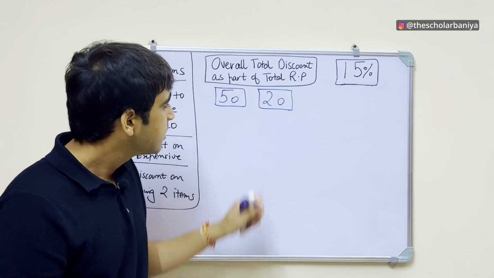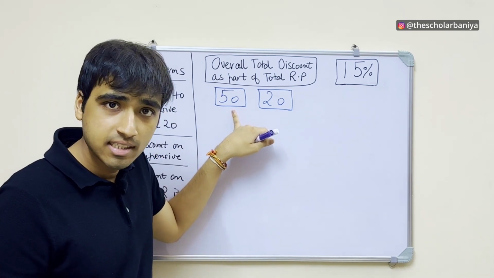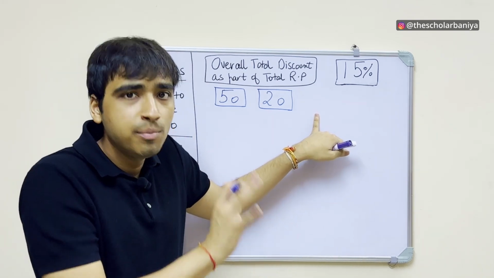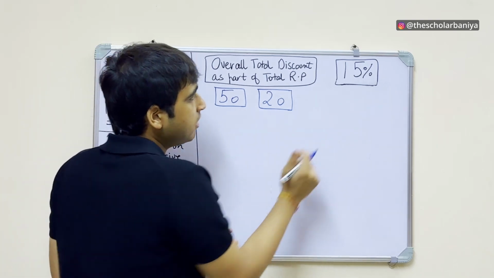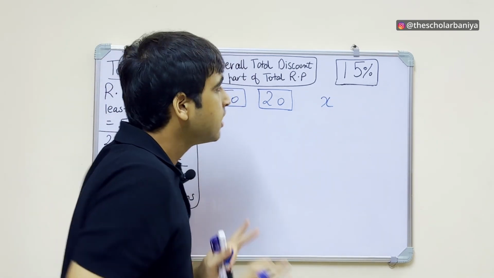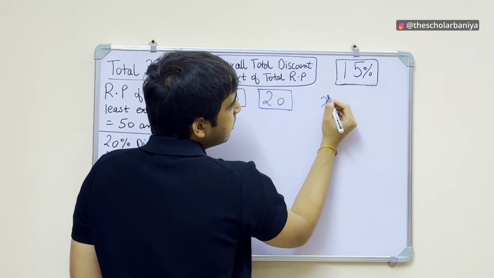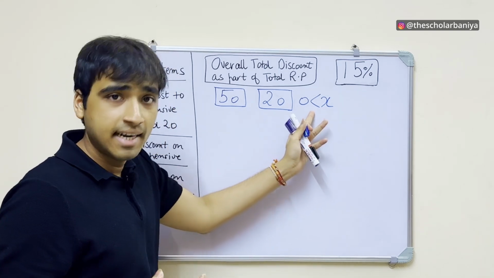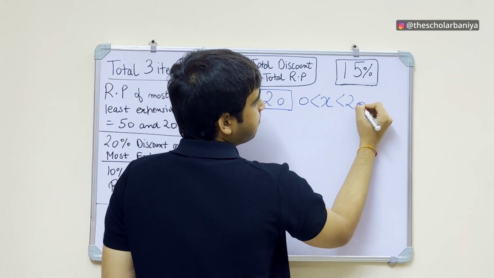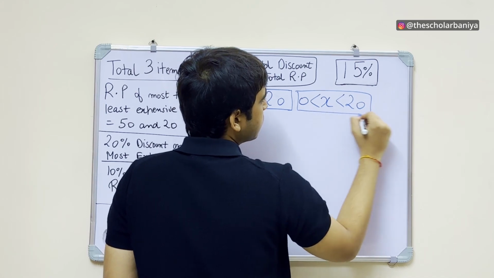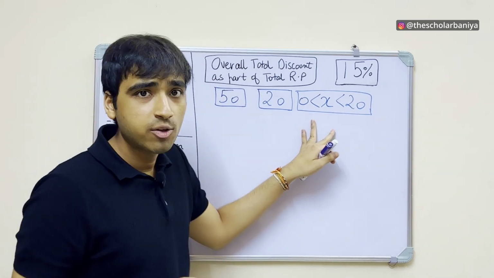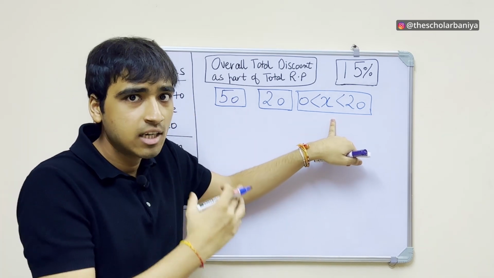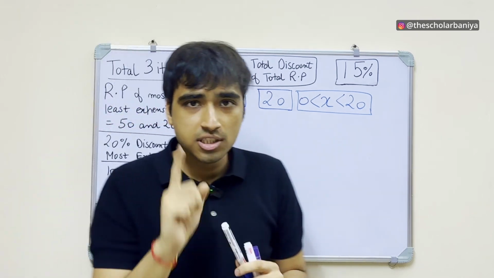This is very obvious: if the first item is the most expensive one, which is 50, and the second most expensive one is 20, then the third one will be less than 20, right? So for example, if this is X, I don't know what it is, the value of X will be greater than 0. Obviously, it will be of some price. So it will be greater than 0, but it will be less than 20. So this is one important judgment that you have to make, that if the most expensive one is 50 and the next is 20, then obviously this will be less than 20 and greater than 0, right? So this is one point.